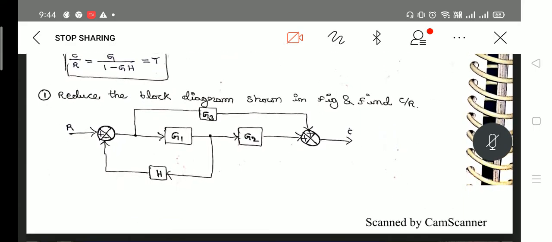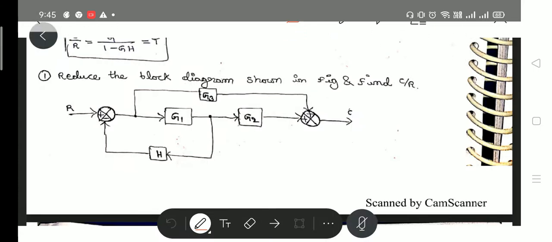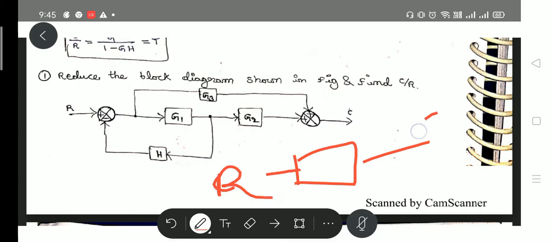This is one of the problems. Reduce the block diagram shown in the figure. Find C by R. He has given this block diagram. From this block diagram, we can reduce it to a single block, C by R, like this. We can reduce it easily.